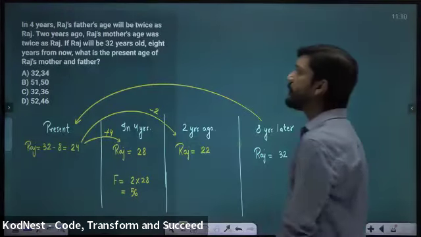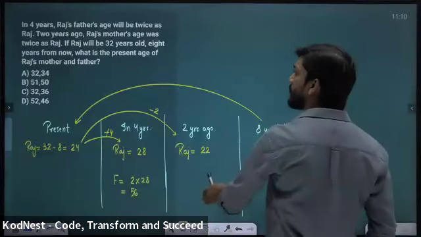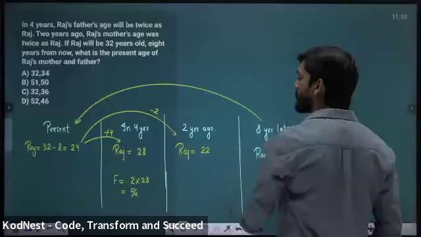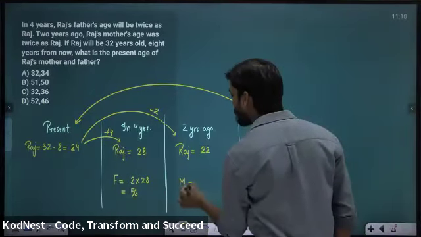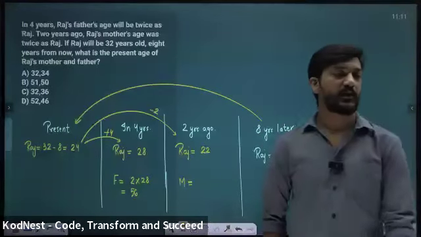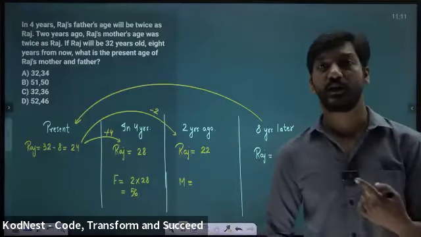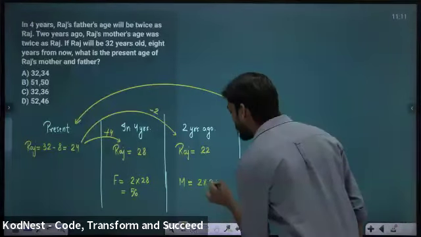All right, next, what is given? 2 years ago, Raj's mother was twice as Raj. So mother was how much at this time? Mother was twice of 22, that is 44. Okay, twice of 22, that is 44.